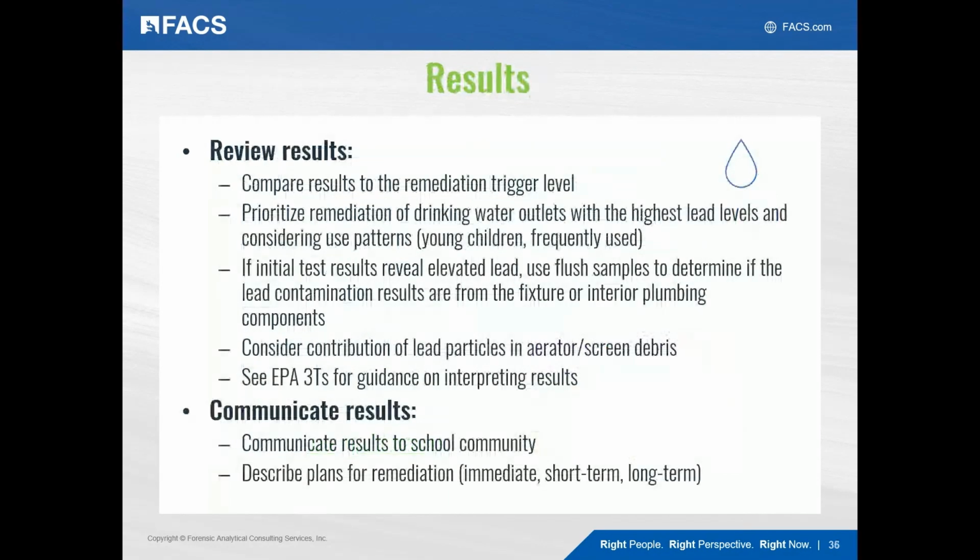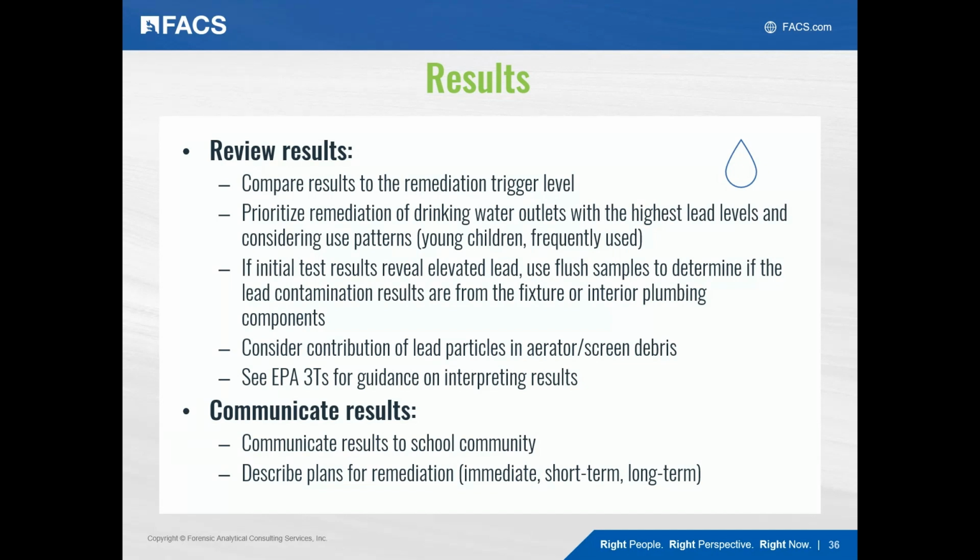Okay, so once you get the results, you're going to want to compare your results to the remediation trigger level that you selected. If you have multiple fixtures that are above that level, and you're limited on resources, prioritize remediation at the outlets with obviously the highest levels and those that are used most frequently by the youngest kids.